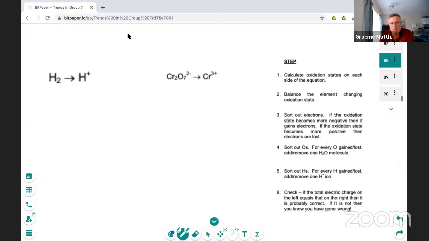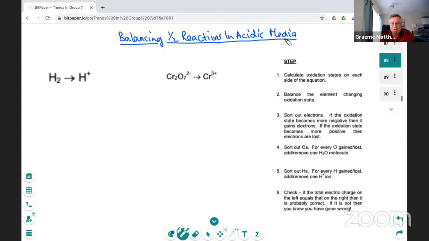All right, chemists, here we are. So this one is quite simply going to be balancing half reactions in acidic media. So we'll start off with these. Next time, I'll show you neutral, I'll show you acidic again, I'll show you alkaline, I'll show you how to deconstruct the redox equation into two half equations, balance it, and then put it back together again.